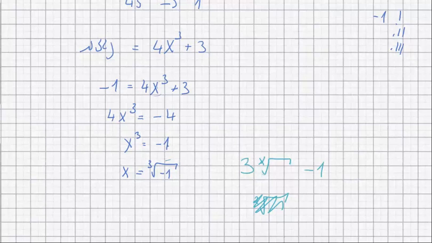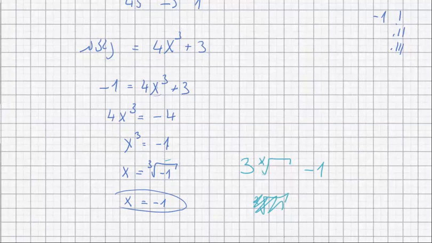It came out -1. Yeah, it's -1 because x to the power of 3 is x times x times x. So what number will you multiply by itself 3 times to get -1? -1. Okay. Yeah, so this is the answer.